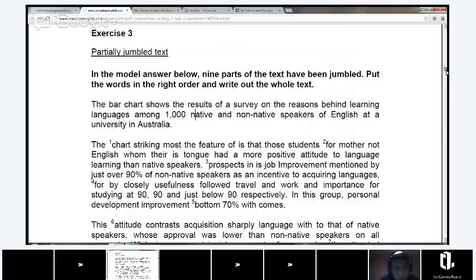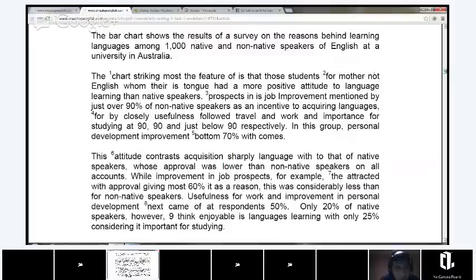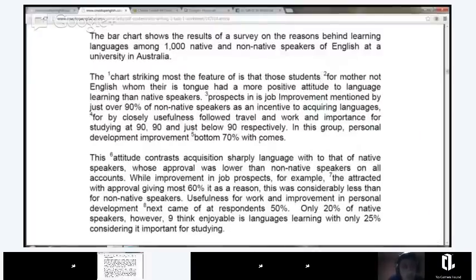Okay. So this second paragraph, as you can see, is starting to not make any sense. The first phrase that we need to put in the right order is: chart striking most the feature of is that those students. Who thinks they can put this in the right order for me?